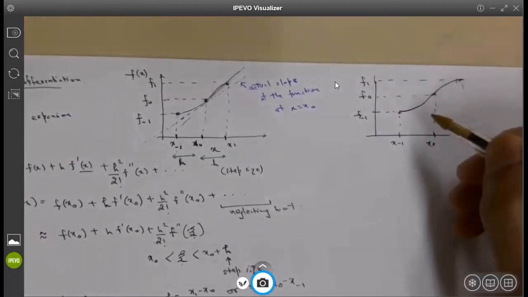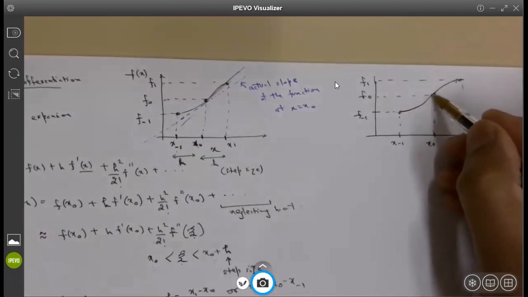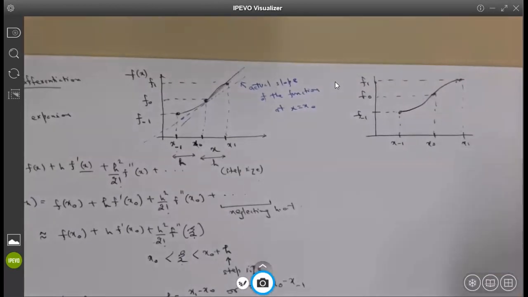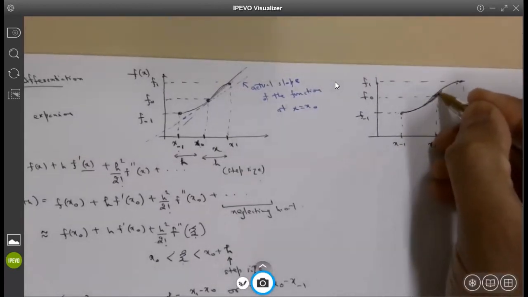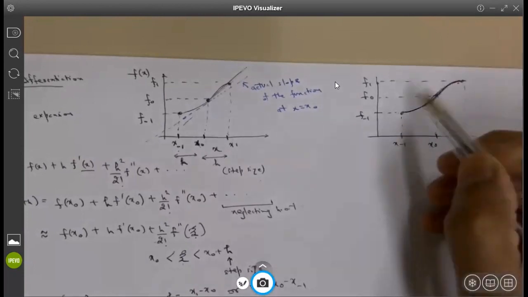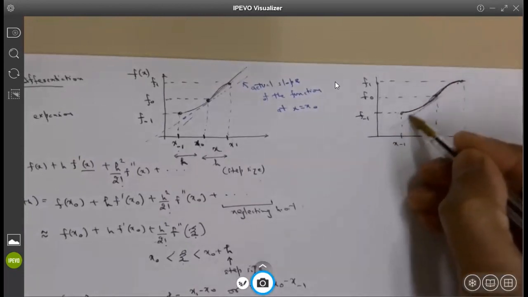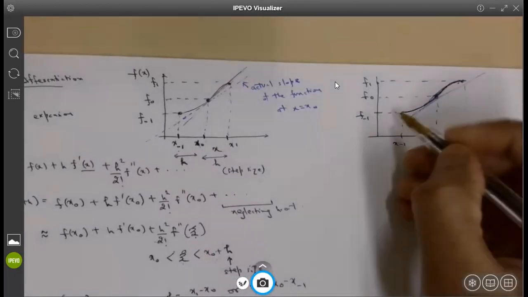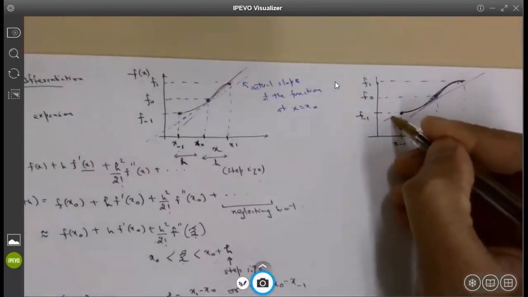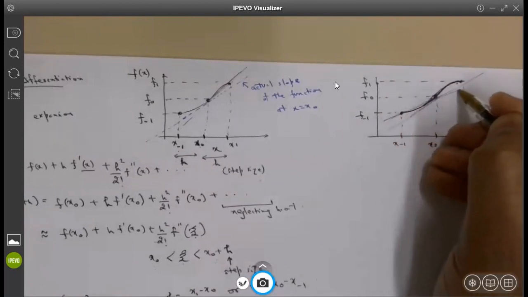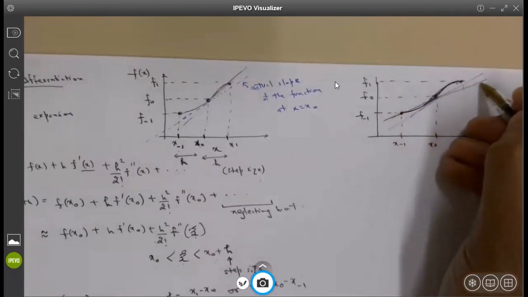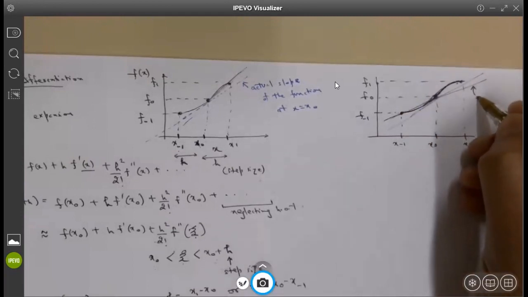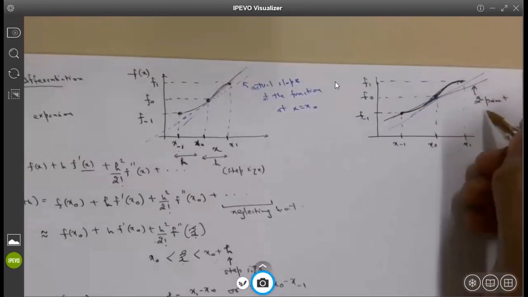Somehow my function has changed, because the way I drew the curvature became a bit different, so let me come back to the original. So this is my actual slope. Instead of getting the actual slope, I use these two data points and pass a straight line through them, and that becomes another approximation for the first derivative. This is the approximation using the 2-point backward difference.